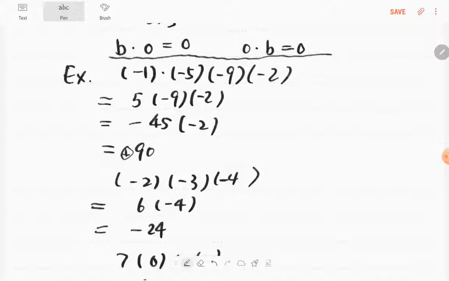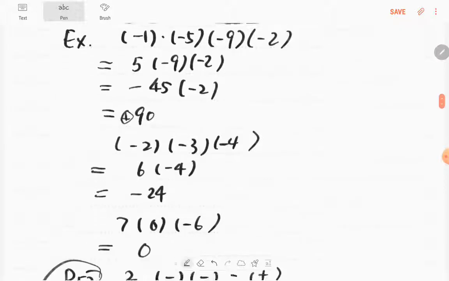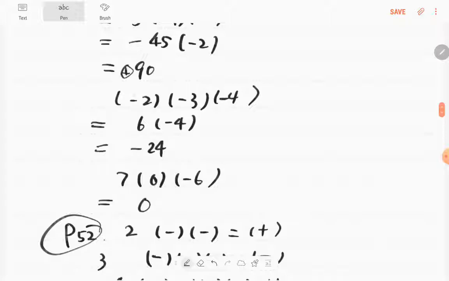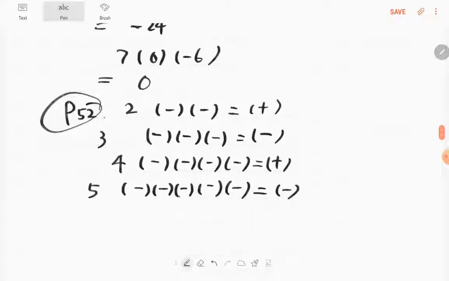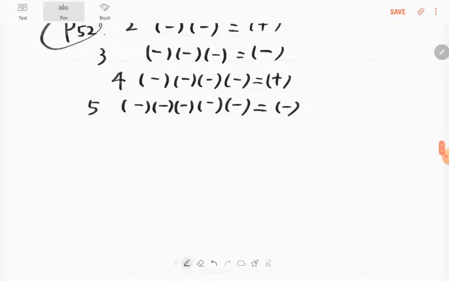Then we only need to do the multiplication part. Similarly, for this kind of problem, it's negative, negative, negative, 3 negative signs, right? 3 is an odd number, so our answer definitely has a negative sign. So after you learn the pattern, you can quickly get the sign of your answer.